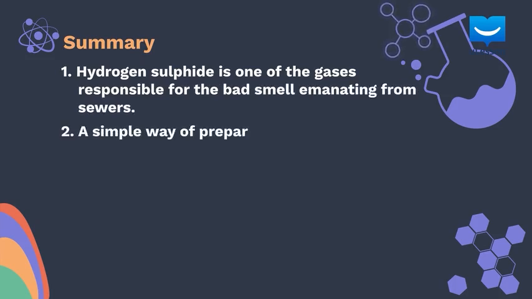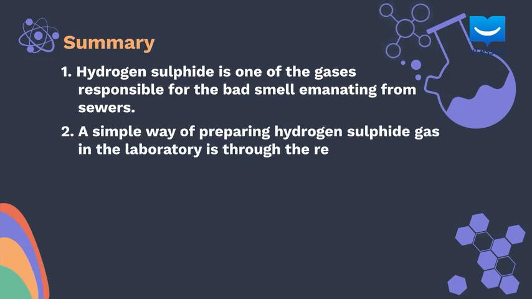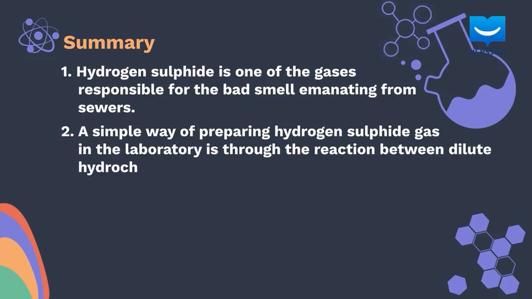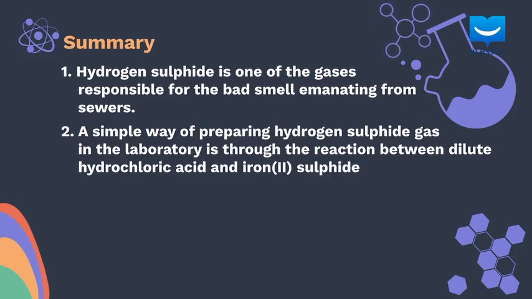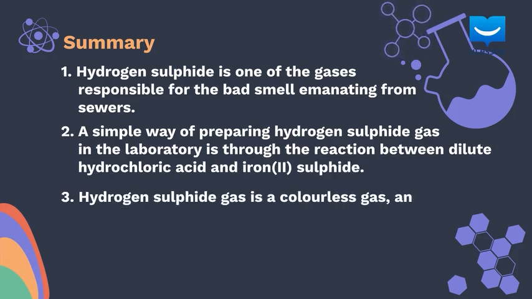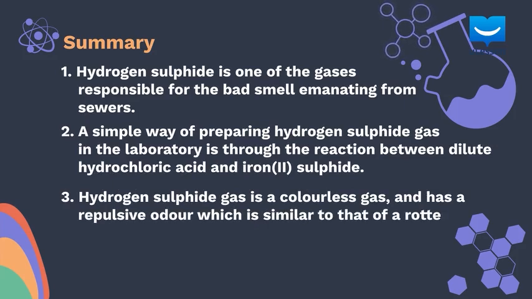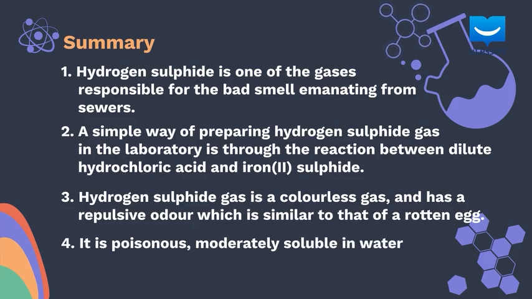A simple way of preparing hydrogen sulfide gas in the laboratory is through the reaction between dilute hydrochloric acid and iron(II) sulfide. Hydrogen sulfide gas is a colorless gas and has a repulsive odor which is similar to that of a rotten egg. It is also poisonous, moderately soluble in water, and heavier than air. Now you know why sewers smell so bad.